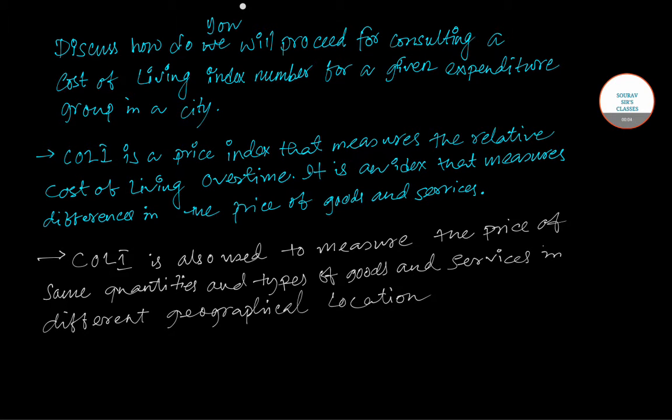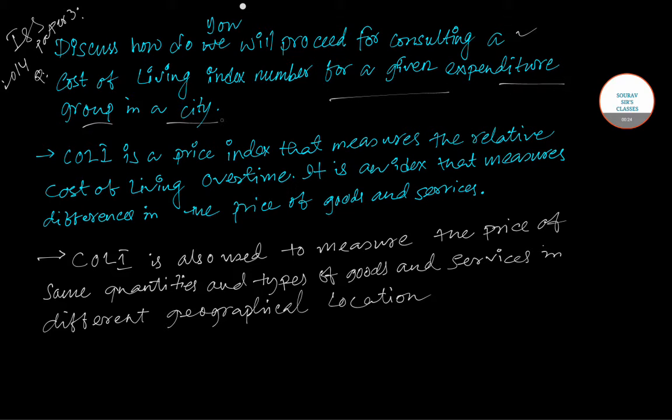Today in this video I am going to solve a question which came in the ISS examination 2014 in paper 3. So the question is, discuss how you will proceed for constructing a cost of living index number for a given expenditure group in a city.